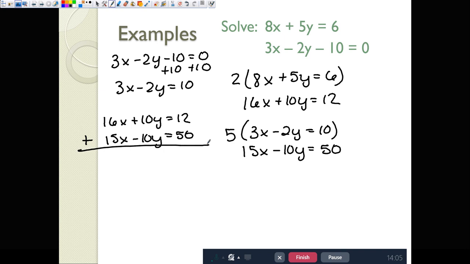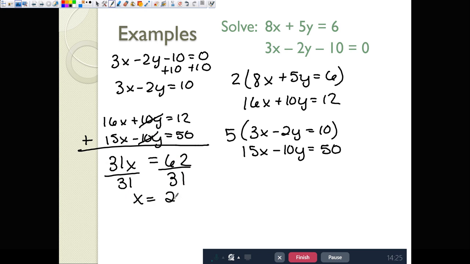So 16x plus 15x is 31x. 10y minus 10y is 0. And 12 plus 50 is 62. Divide by 31. X will equal 2.